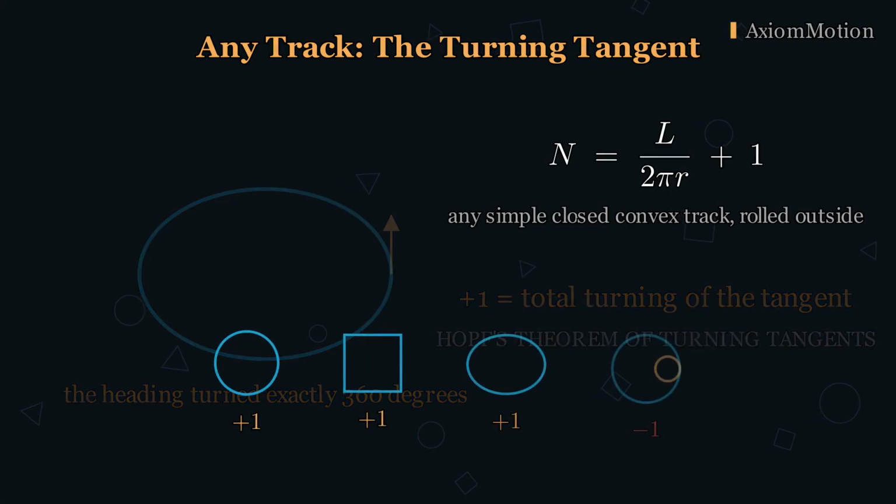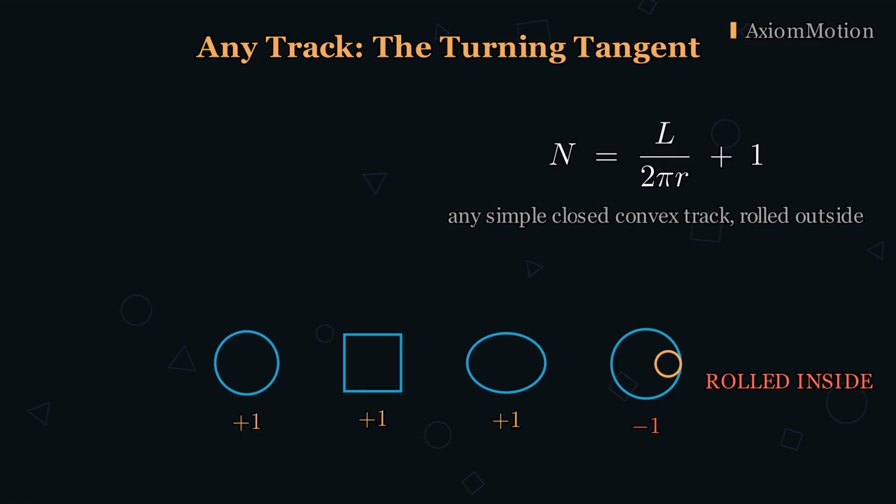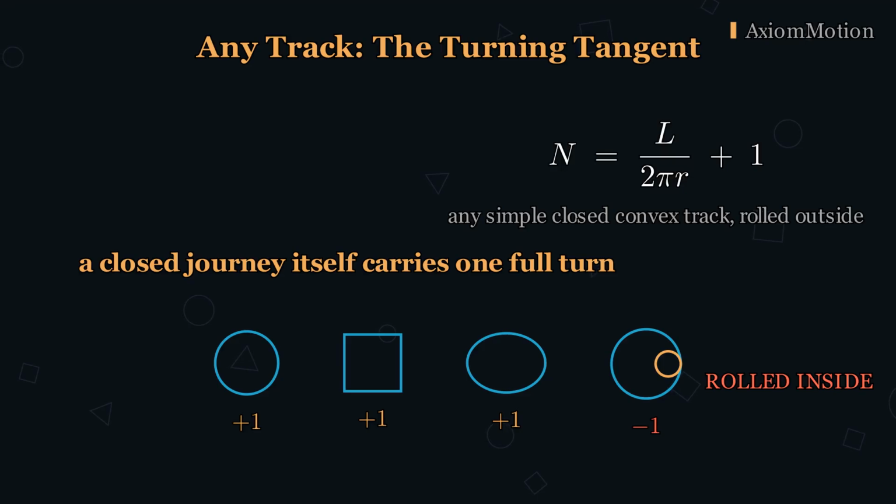That is why the answer survives every deformation. A circle, a square, an egg, any simple closed convex track. Perimeter term, plus exactly 1. And rolling around the inside, the turning works against you, minus 1. The SAT error was never really about circles. It was about forgetting that a closed journey itself carries 1 full turn.